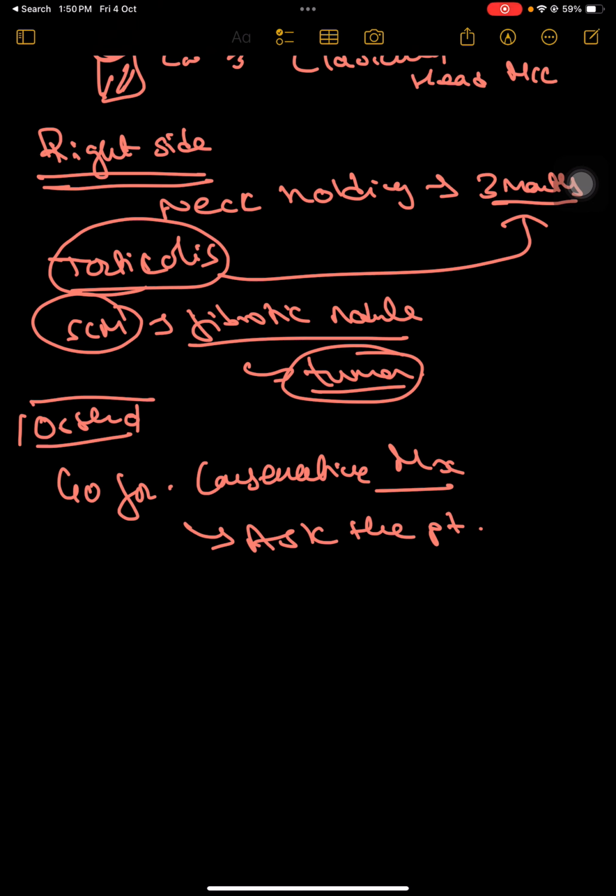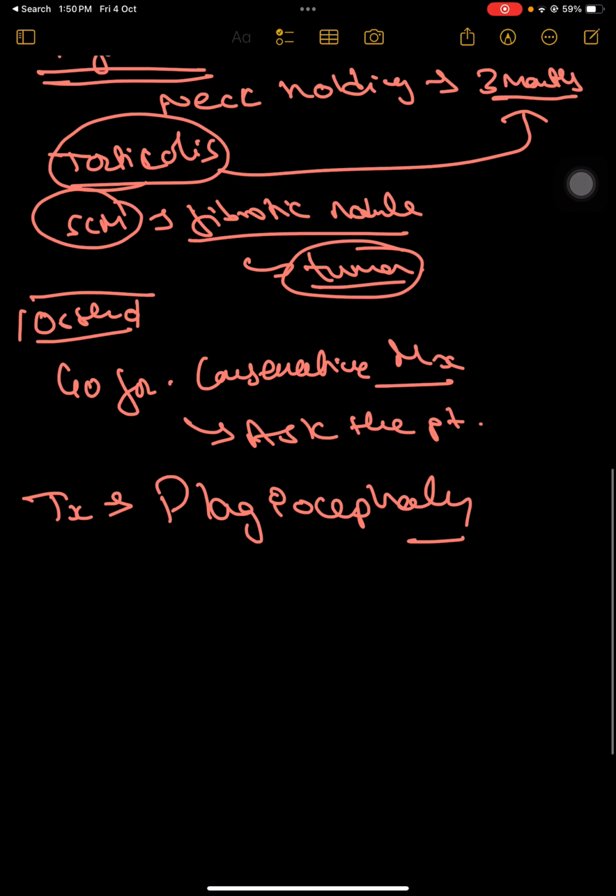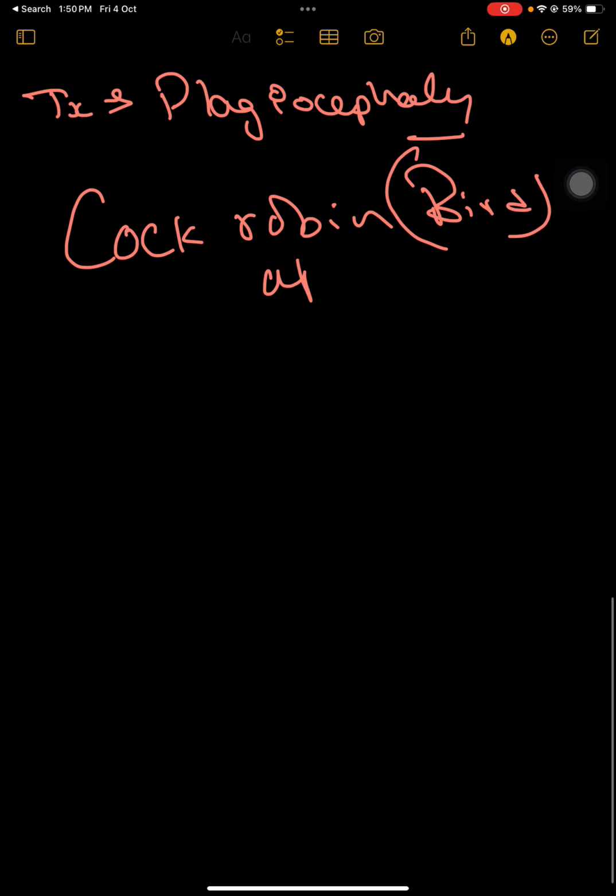If this is not treated, later the child might land up with plagiocephaly. And this kind of deformity is known as cock robin deformity, cock robin appearance. Cock robin is a bird, so it is the cock robin bird appearance. I will show you the picture.